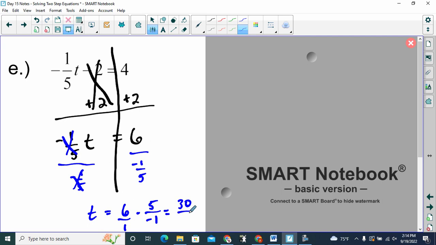1 times negative 1 is negative 1. 30 divided by negative 1 gives me t equals negative 30.